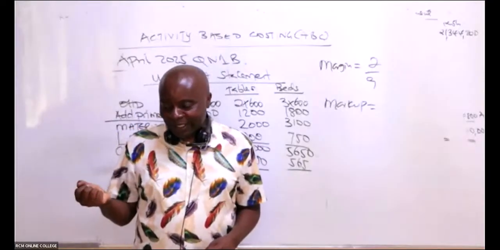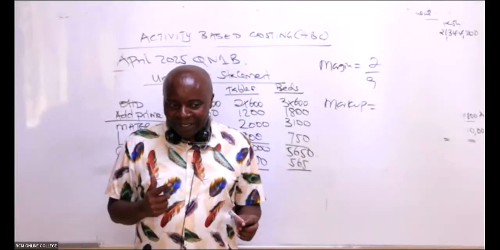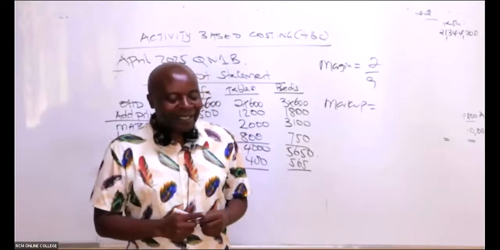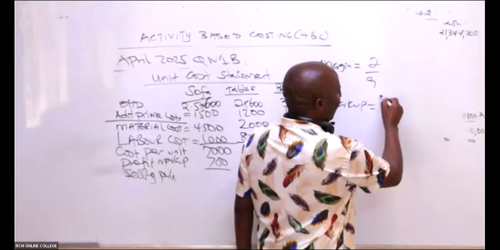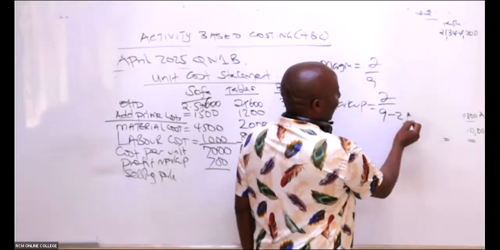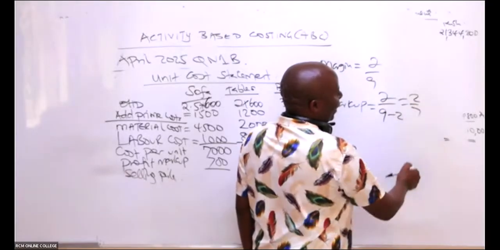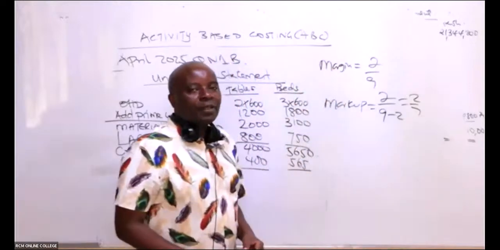Markup is a smaller one, isn't it? Yes. So for markup, always the denominator is smaller. So it'll be 2 over 9 minus 2, which will be 2 over 7.